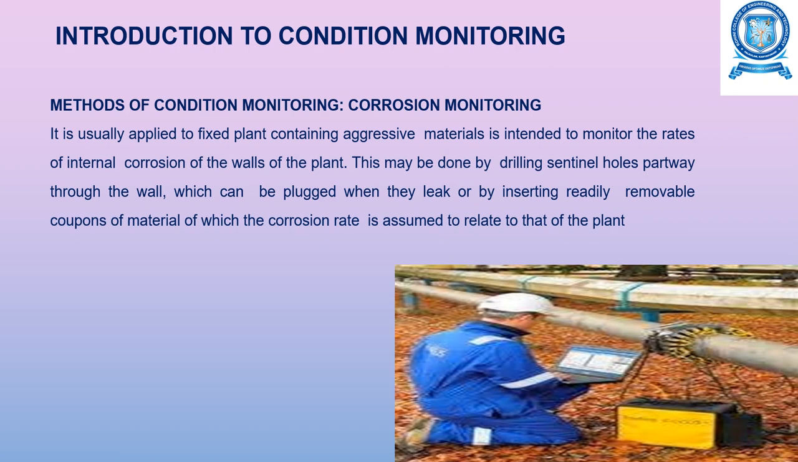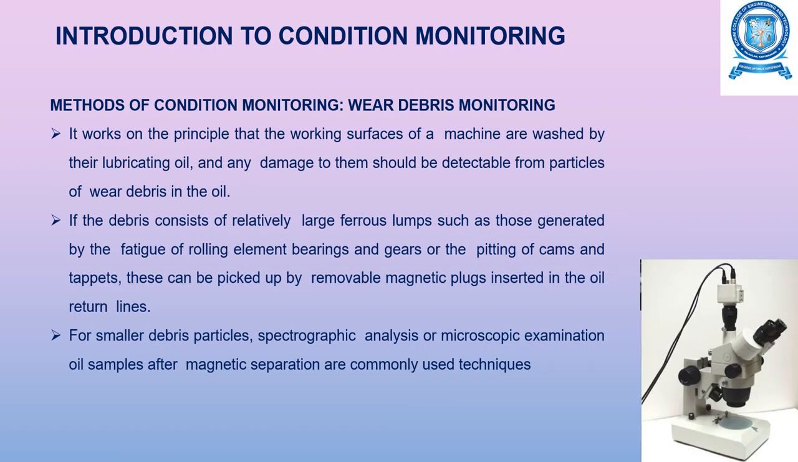And the final condition monitoring method is wear debris monitoring. This normally works on the principle that the working surfaces of a machine are washed by the lubricating oil, and any damage to them can be detected from the particles of wear debris in the oil.